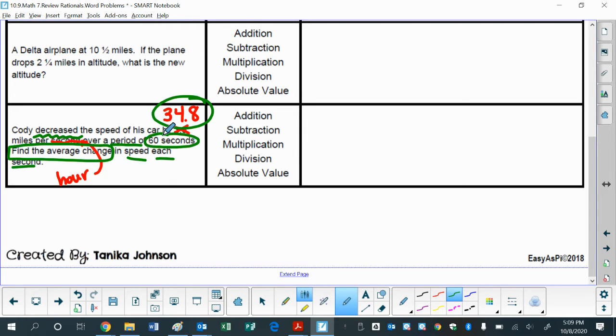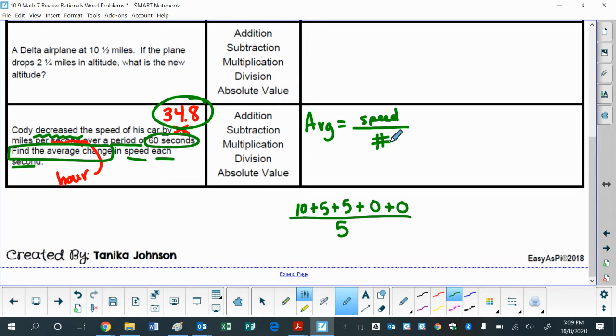All right, now let me tell you why that word average is so important. Anytime you're finding an average, you add up a bunch of things, $10, $5, $5, $0, $0, whatever the case might be, and then you divide it by the total number. In this case, there were 5 different days that we were trying to earn money. So the average, ladies and gentlemen, is going to take his speed or his change and divide it by the number that change happened over.